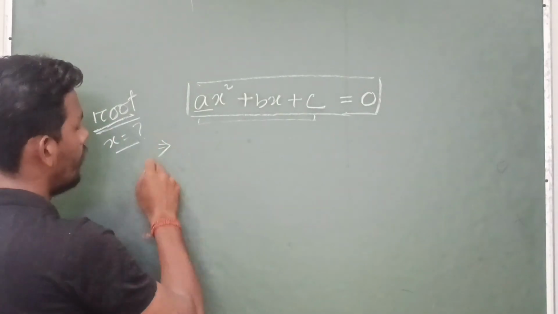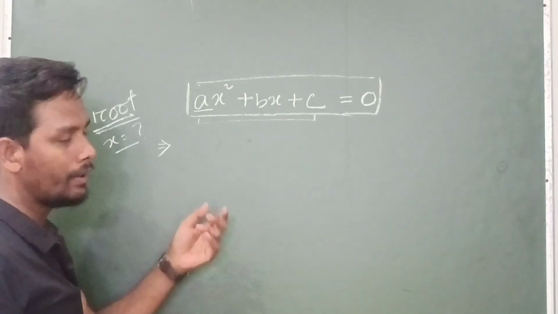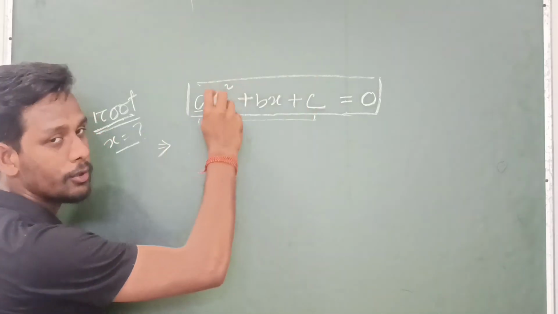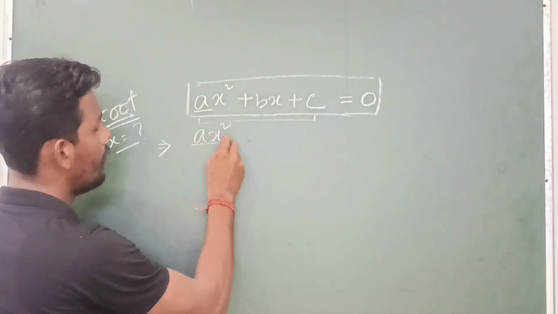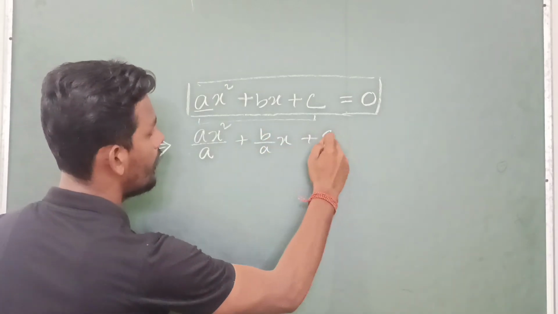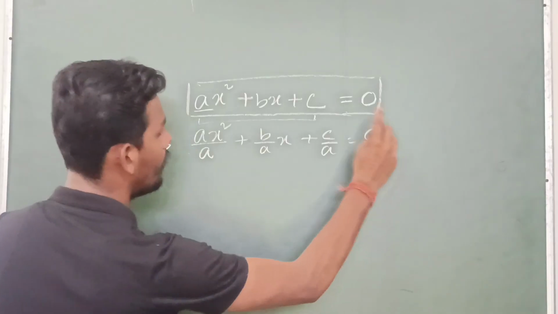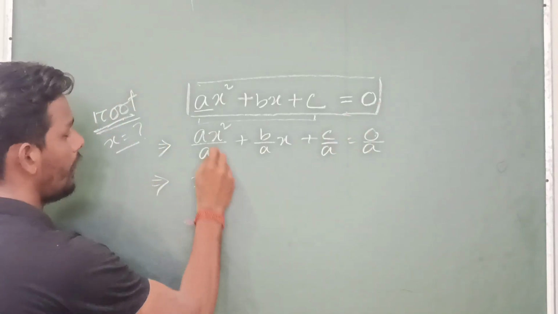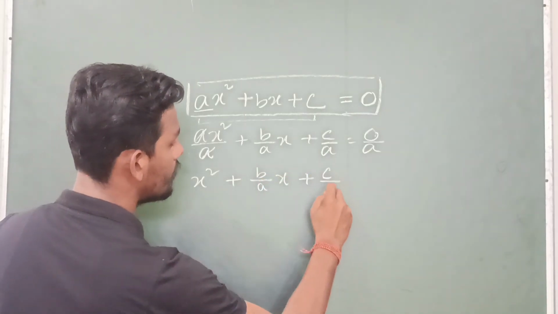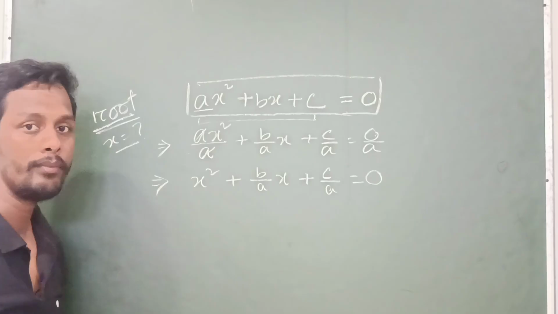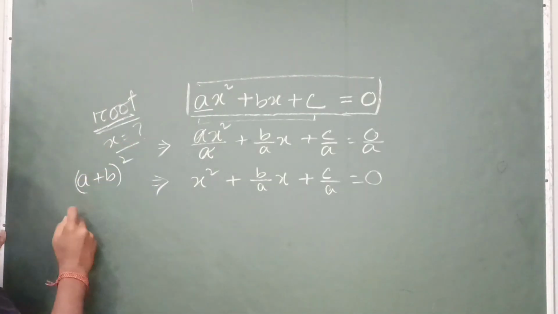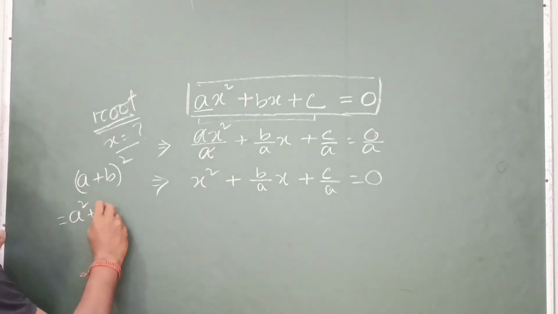So first you have to remove the coefficient. You have to remember the process. How can you remove it? You have to divide all the terms by a: x square, b by a x, plus c by a is equal to 0 by a. Now the equation is x square plus b by a x plus c by a is equal to 0. Now we know the formula: a plus b whole square is a square plus twice ab plus b square.